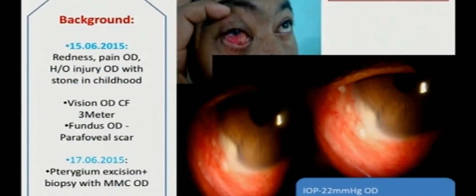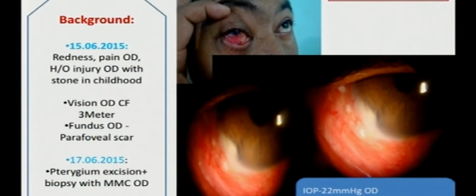Now, this is a very, very interesting case, just to show how imaging is important along with histopathology. This is a 36 year old male with redness and pain after injury, with a lesion looking like a pterygium. It was excised, and the surgeon sent it to pathology. In pathology, we diagnosed it as a conjunctival squamous cell carcinoma.